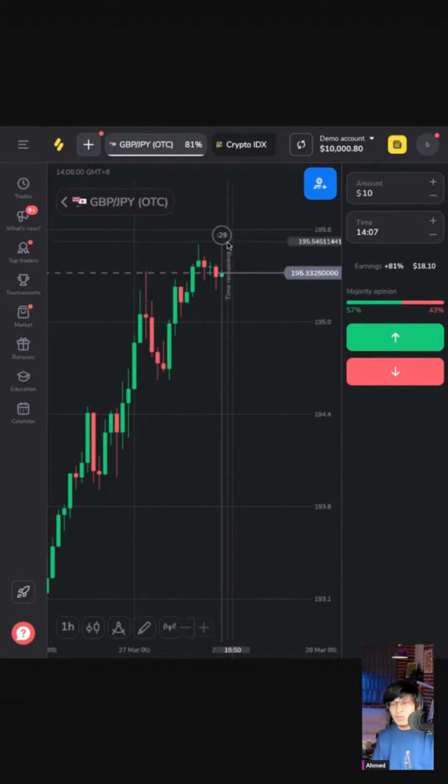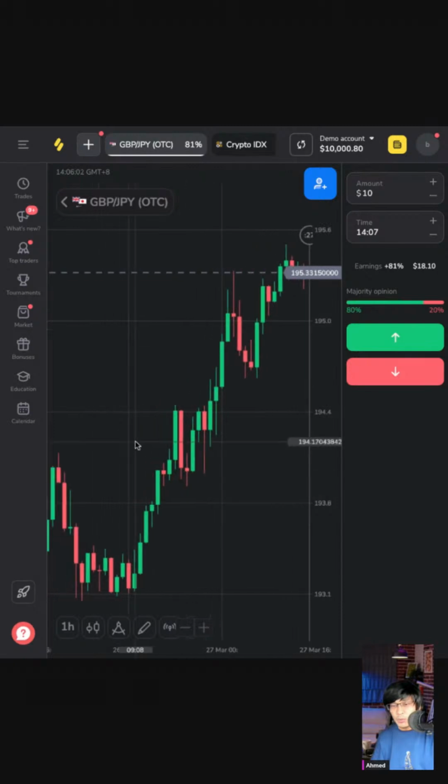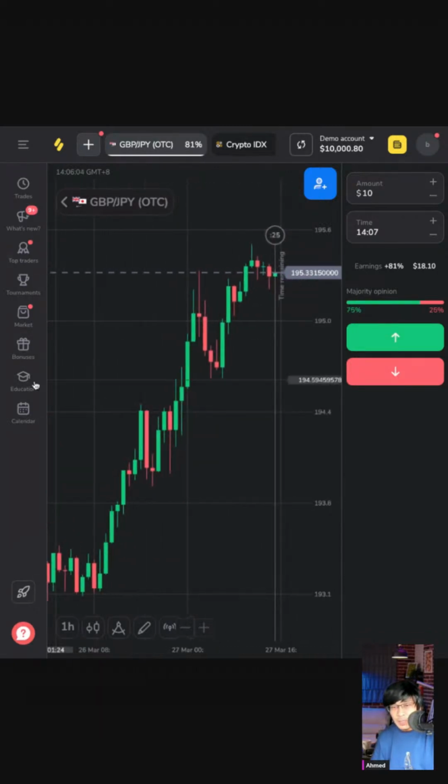Okay, that's better than opening a trade at a very high price at the peak. If I'm seeing here, there's a few peaks that we can see. Let me draw the line so that you can see it more clearly.